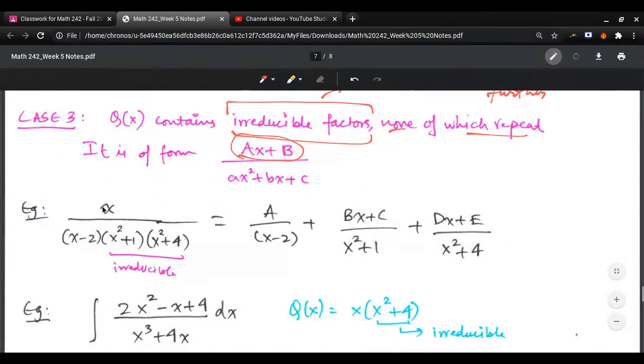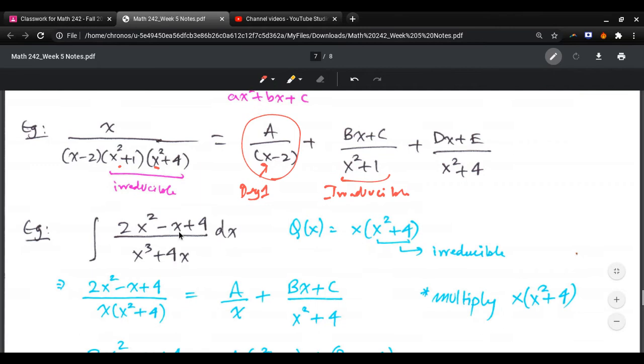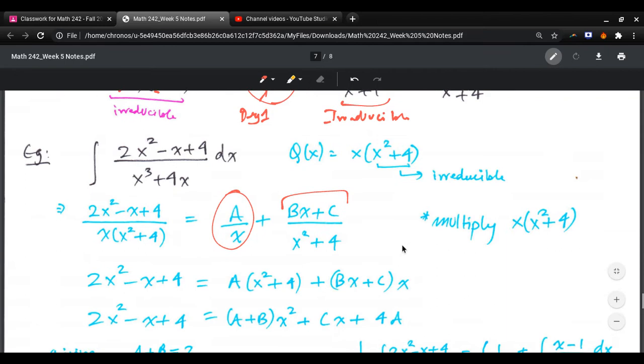For example, right here, so these are two irreducibles. The first one behaves normally because that's a degree 1. The second and the third behave differently because these are irreducible. Okay, so that's how you would set up this particular problem. But let's look at a simpler example. Right here, you have one irreducible. The first contribution is normal, so it's a over x. And the second one is bx plus c because of the irreducible.